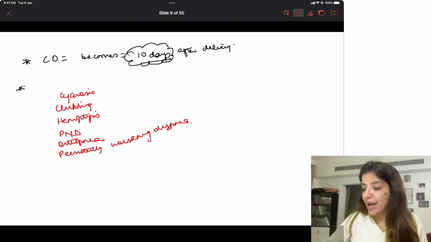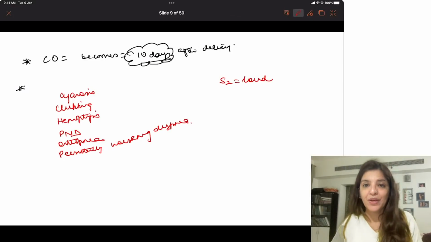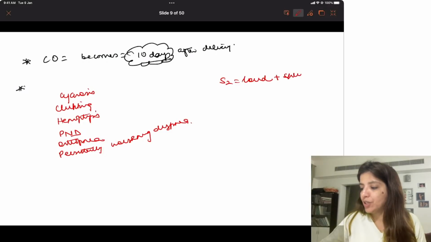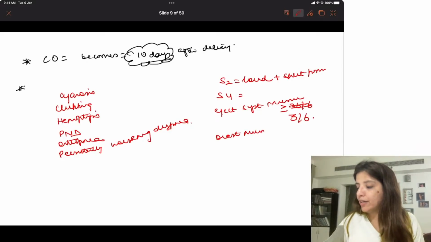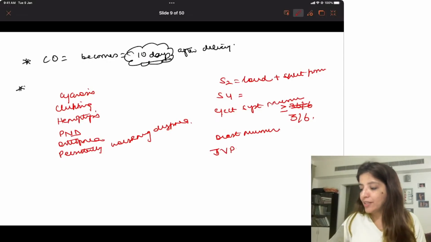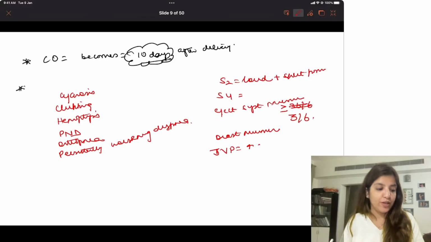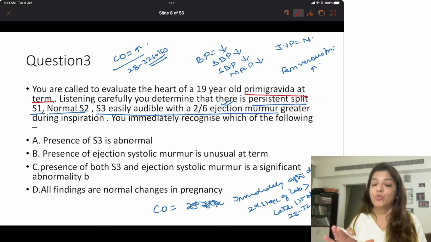right? Or if she has S2, which is loud, and the split is prominent. If you are getting S4, if you are getting an ejection systolic murmur which is more than or equal to grade 3 by 6, if you are getting presence of a diastolic murmur, if JVP is raised, all these are findings which are going to tell you that a pregnant female has got heart disease in pregnancy, right? But these findings which were given to you, they were absolutely normal.